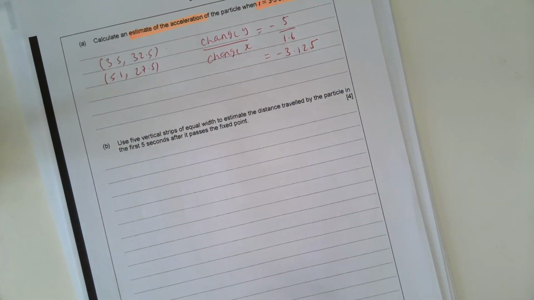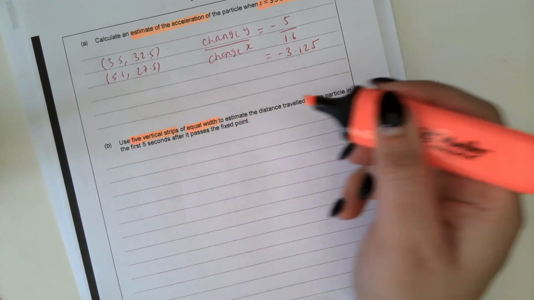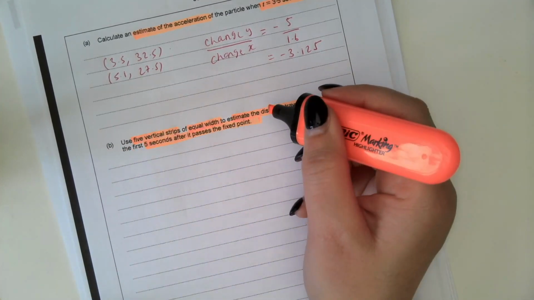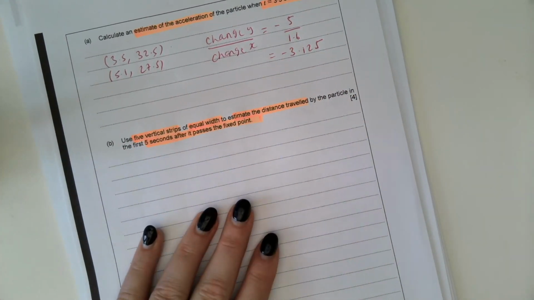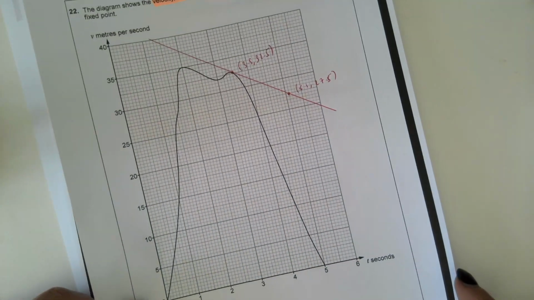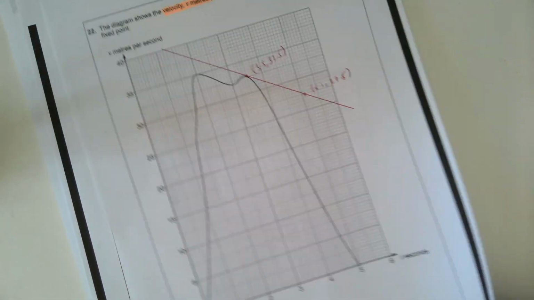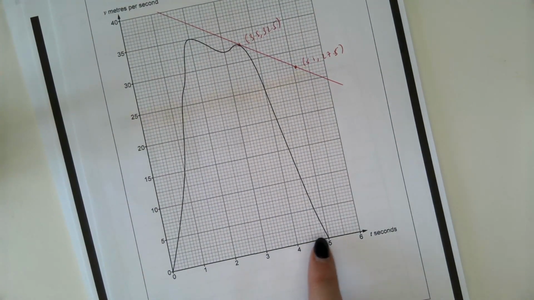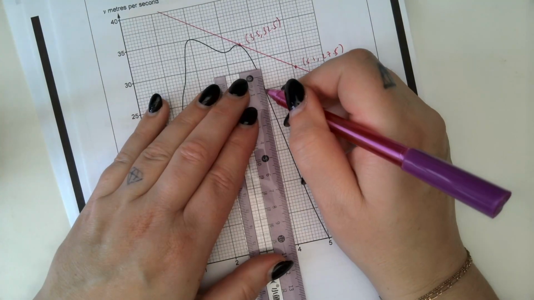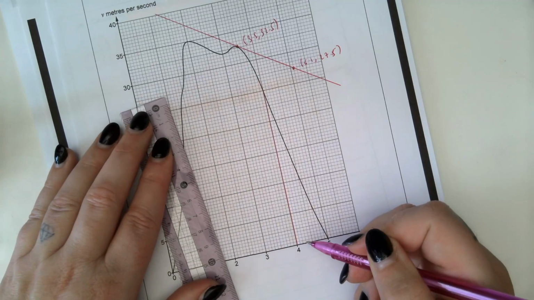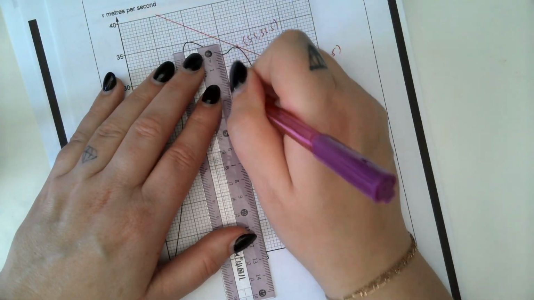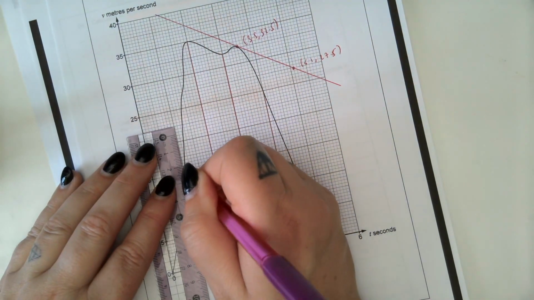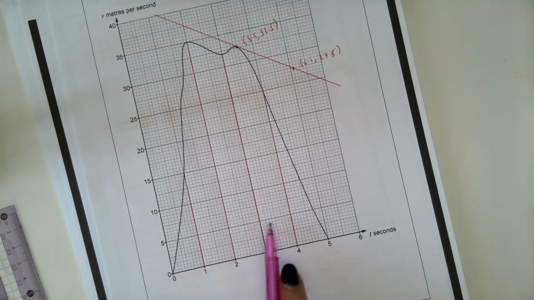Part B: use 5 vertical strips of equal width to estimate the distance travelled by the particle in the first 5 seconds after it passes the fixed point. So again, we're going to need to use our graph, guys. We want 5 vertical strips. So fortunately, 1, 2, 3, 4, 5. I'm going to start by drawing those vertical strips just up to the curve. One, two, three, four, 5.